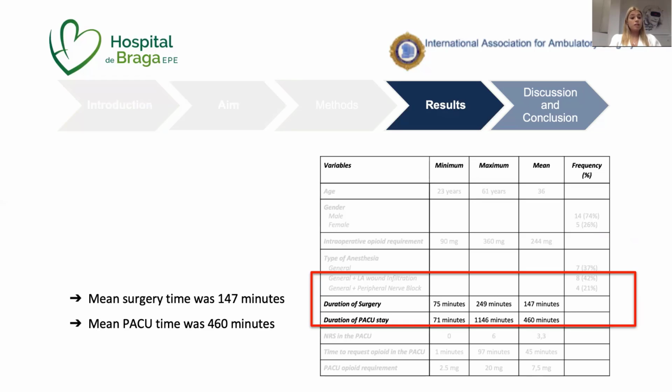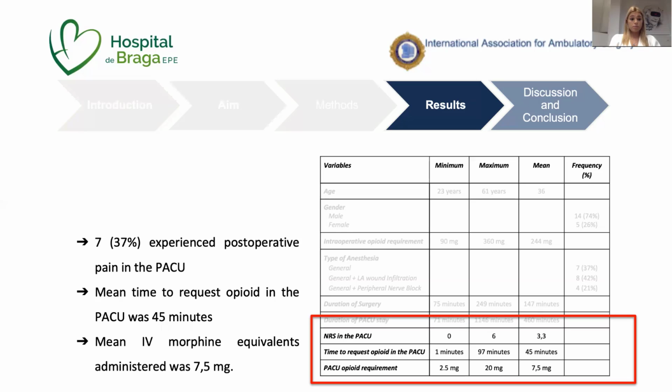The mean surgery time was 147 minutes, and the mean PACU time includes phase 1 and phase 2 recovery time. The maximum time is influenced by patients with overnight stays. So our mean PACU time was 460 minutes.